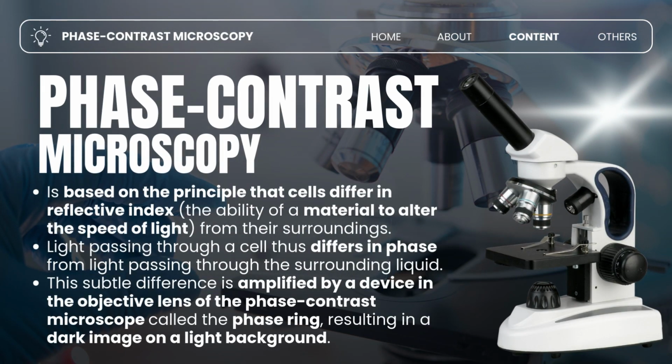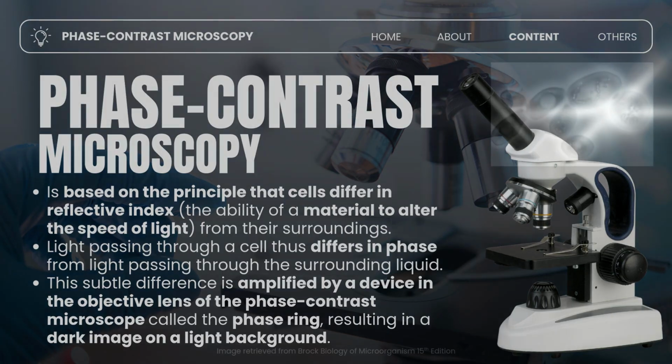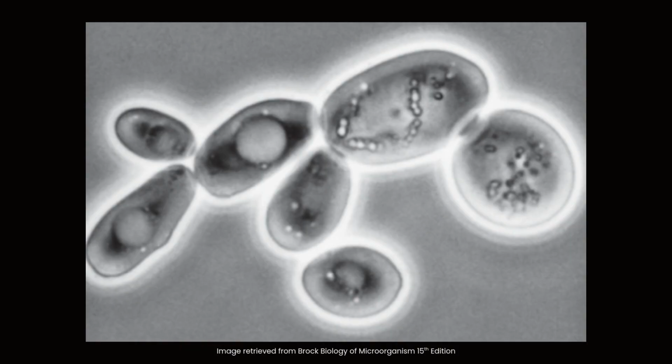Phase contrast microscopy is based on the principle that the cells differ in refractive index from their surroundings. Refractive index is the ability of the material to alter the speed of light. Light passing through a cell thus differs in phase from light passing through the surrounding liquid. This subtle difference is amplified by a device in the objective lens of the phase contrast microscope called the phase ring, resulting in a dark image on a light background, just like the image shown in the video.